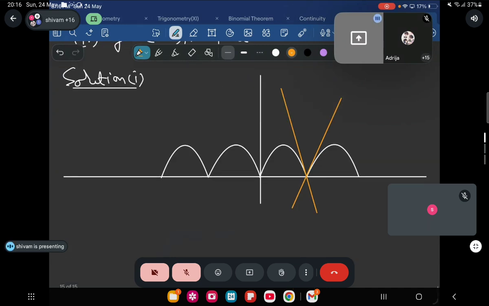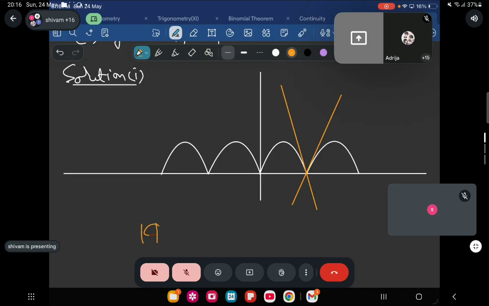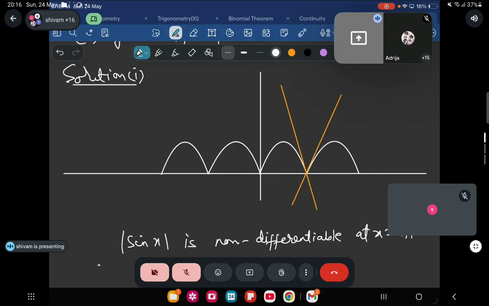So over here, mod sin x is non-differentiable. Write it down: mod sin x is non-differentiable at x equal to n pi, for all n belonging to the integers. Tell me, anyone having any doubt?